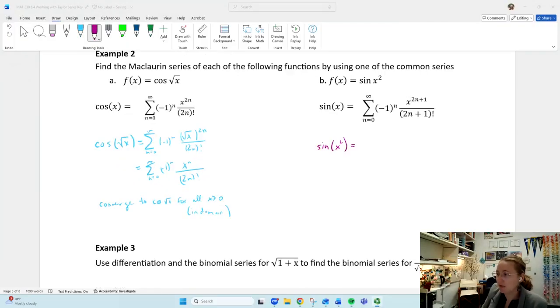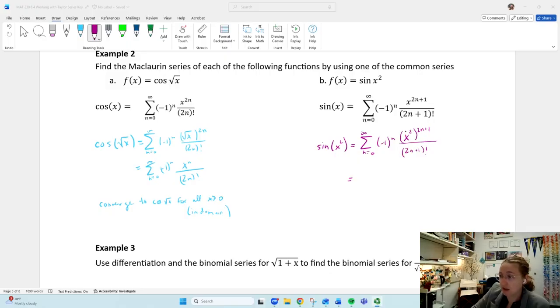So again, I grabbed my function from up above, whereas cosine was an even function and it's written with all of my even exponents. Sine is an odd function and the Taylor expansion series is written with all odd exponents. So you can see that with that 2n plus 1. I'm going to go ahead and plug in x squared wherever I see an x up here. Nothing is too bad in this one. I just replaced my x up here with an x squared.